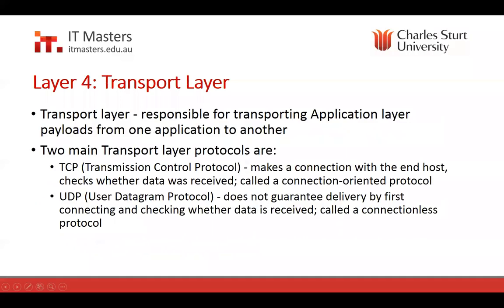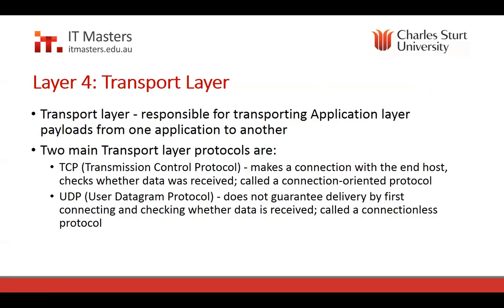Now, the important ones for us as networkers. Layer 4 is the transport layer. It's responsible for transporting the upper layers, so it says application layer payloads, but the upper layers, so layers 5, 6, and 7. This layer is responsible for the transportation of that upper level information from one host to another. And there are two main transport layer protocols which are typically around. So there's TCP, Transmission Control Protocol, and there's UDP, User Datagram Protocol.